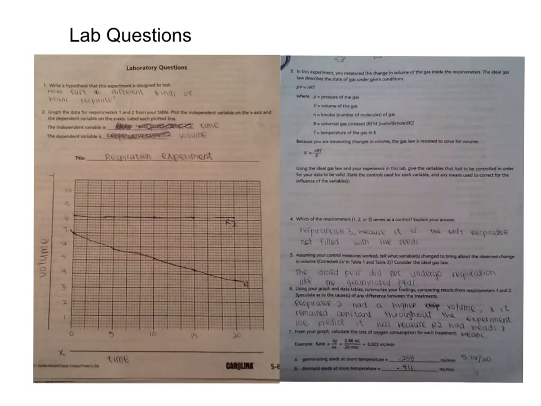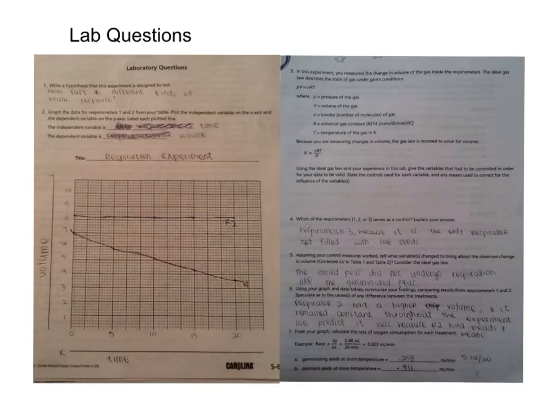Okay, these are going to be our lab questions, and this was done by, I believe it was Kathleen. Anyways, our hypothesis is how fast do different kinds of beans respirate? So that's going to be the overall question that we're trying to answer throughout this experiment, because we have 2 samples and we're going to be comparing the respiratory rates of each one.